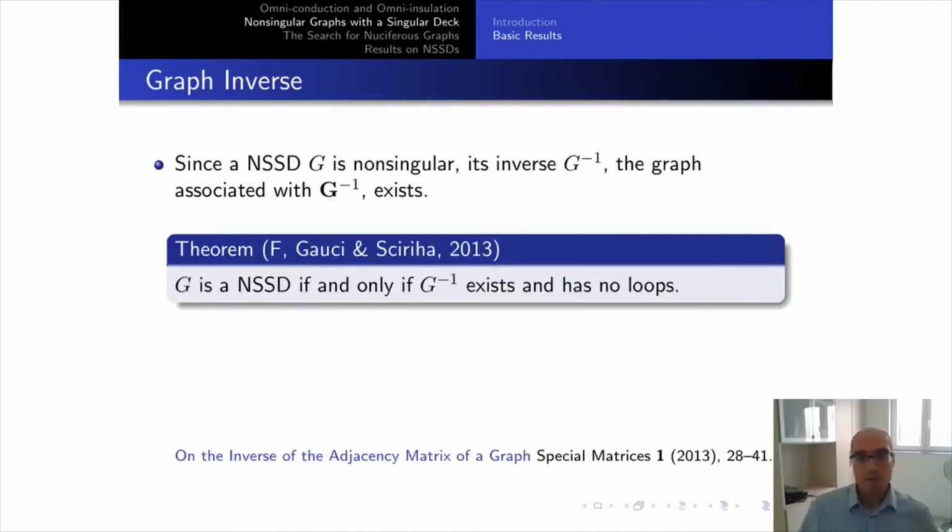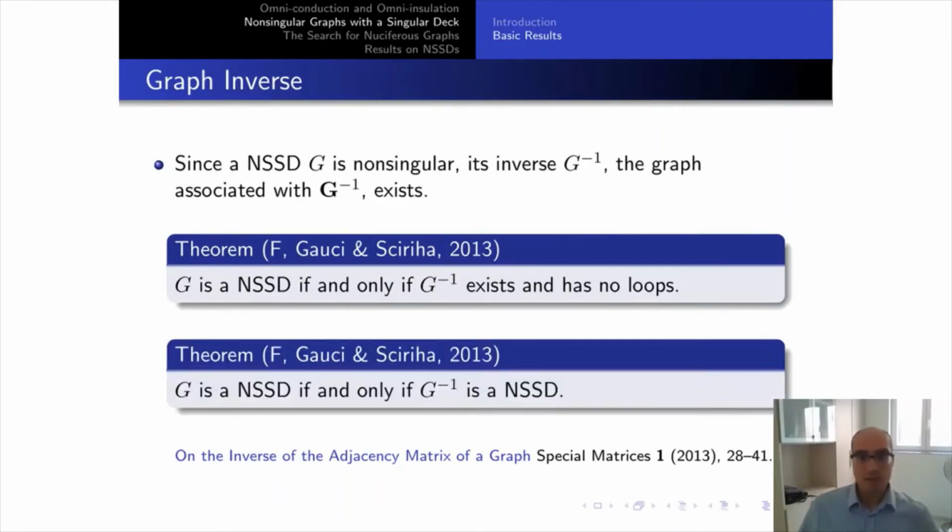And this means that when you have an NSSD, the inverse exists and also must have no loops, because we want zeros in all the diagonal entries of the inverse of the NSSD. But now, if we consider this inverse to be a graph itself, then the inverse of the inverse will be the NSSD itself.